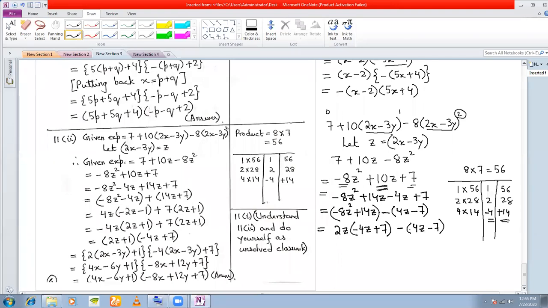I have a plus 4z here and I have a minus 4z here. I have a minus 7 here. I have a plus 7 here. So what I will do is I will take a minus outside this bracket, make it from plus 2z, I make it a minus 2z, and the signs within the bracket are going to change. So from minus, this is going to become plus, and from this plus, it is going to become minus.